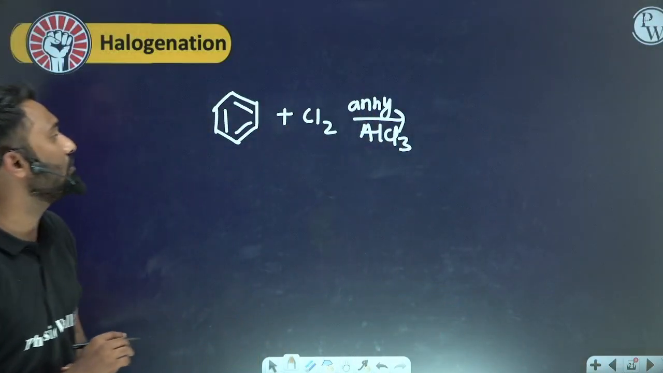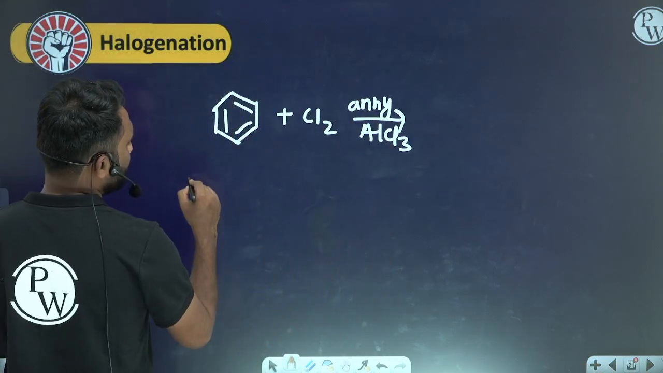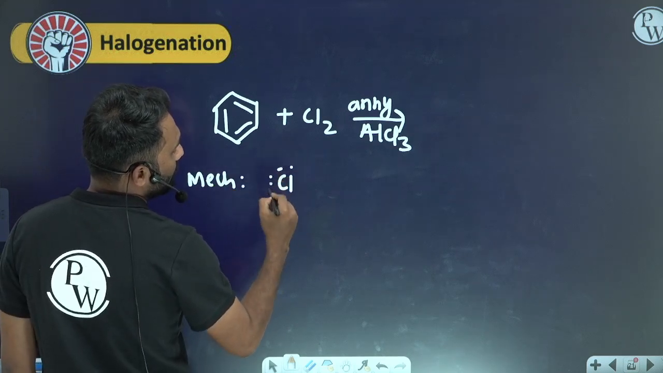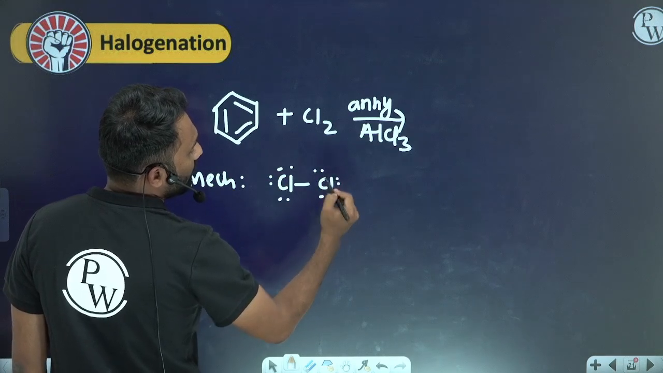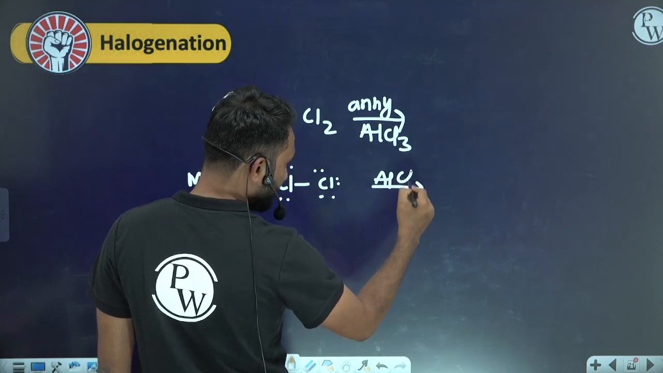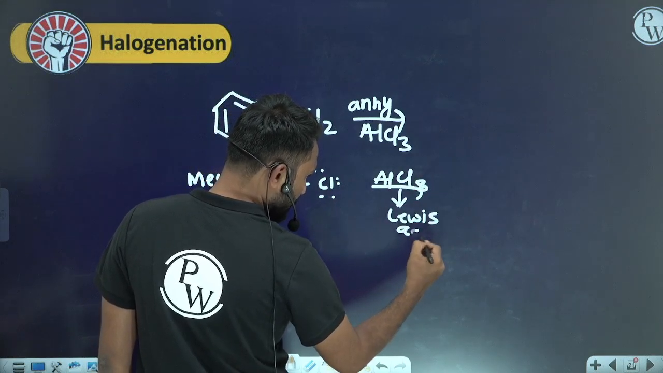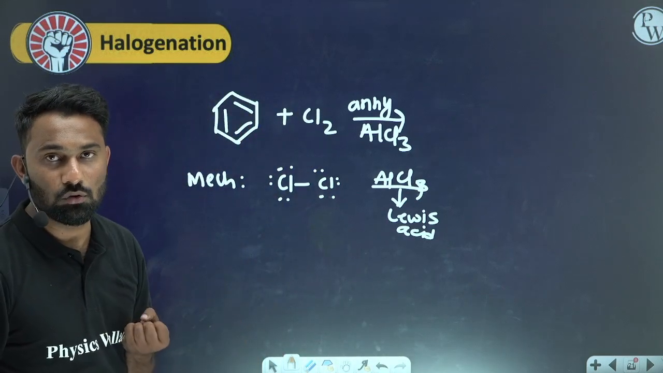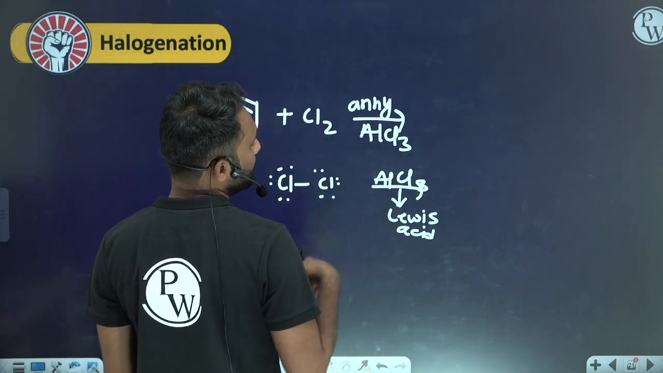Next, halogenation. In the halogenation reaction, first we have to generate the electrophile. Now this is Cl, and this is anhydrous AlCl3. Anhydrous AlCl3 is a Lewis acid. What is a Lewis acid? The one which accepts electrons is known as a Lewis acid. Now aluminum in AlCl3 is a Lewis acid.